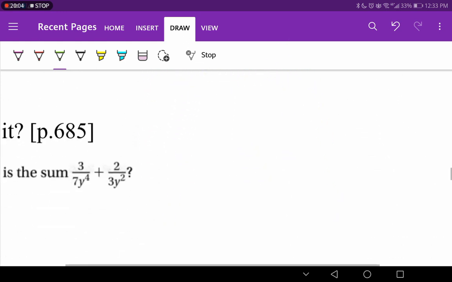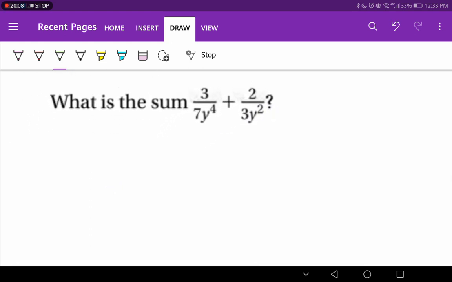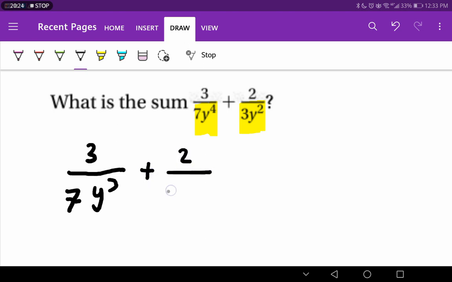What else? Let's move from this topic and try this one here. Okay, now we said the same thing on top: we cannot add different denominators. I have to check down also. Always check the bottom part. So 7y to the power of 4 plus 3y squared, over 3y to the power of 2.